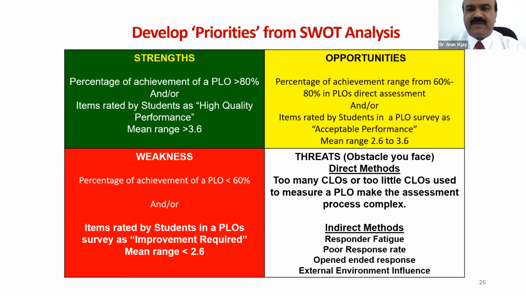We're not performing 100%, but yellow is an opportunity for further improvement. If it is a survey, that is an indirect assessment of learning outcome, a mean score between 2.6 and 3.6 is yellow. Weakness: anything below 60% we consider a weakness. That means the student didn't attain the learning outcome, less than D grade, and for surveys, less than 2.6.